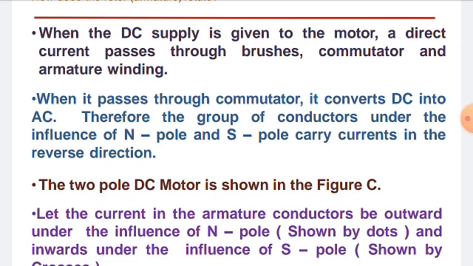Therefore, the group of conductors under the influence of a north pole and south pole carry currents in the reverse direction. In a DC motor, the stator poles are supplied by DC excitation current, which produces a DC magnetic field. The rotor is supplied by DC current through the brushes, commutator and coils. The attraction of the magnetic field and rotor current generates a force that drives the motor.